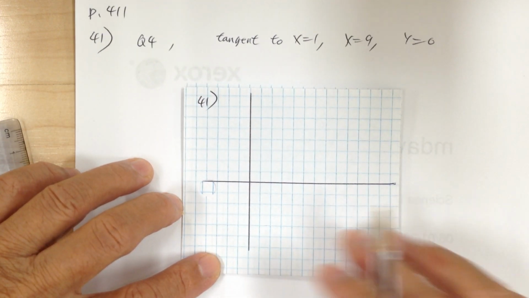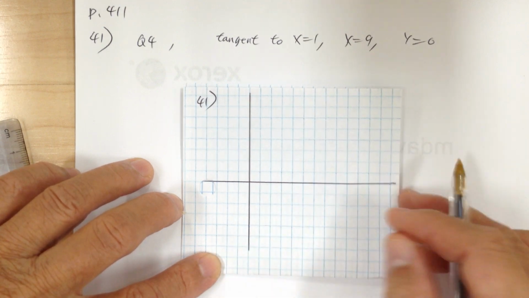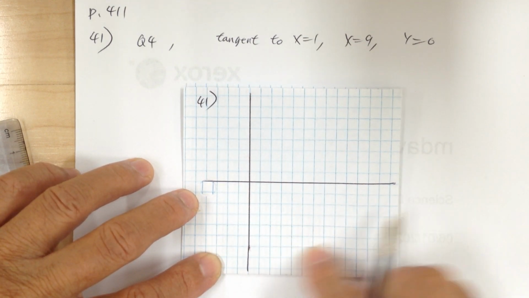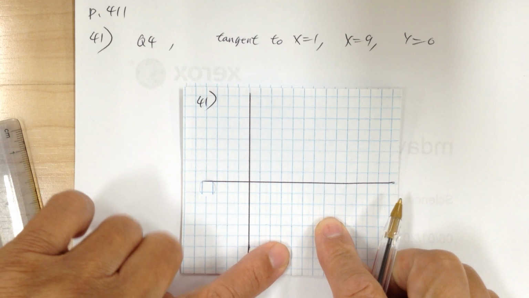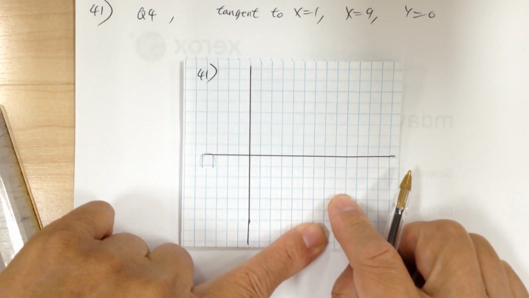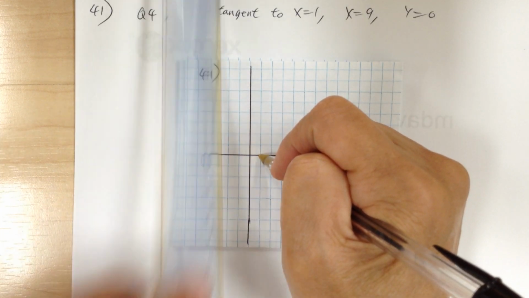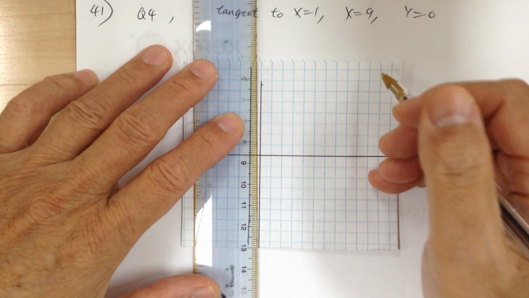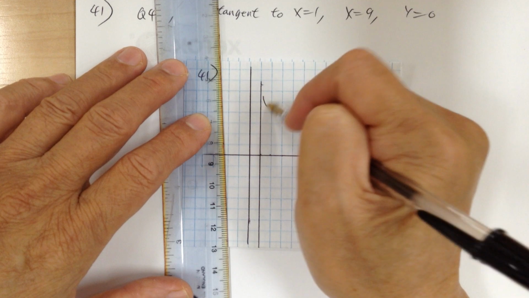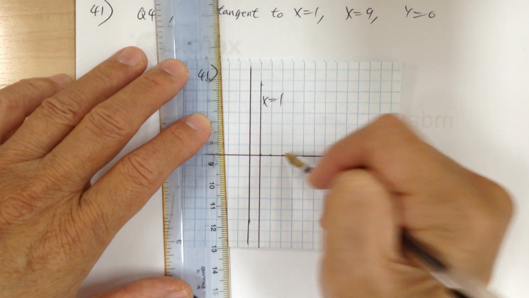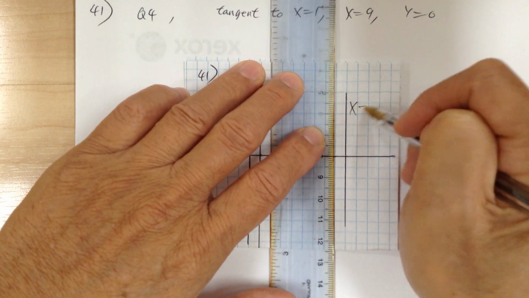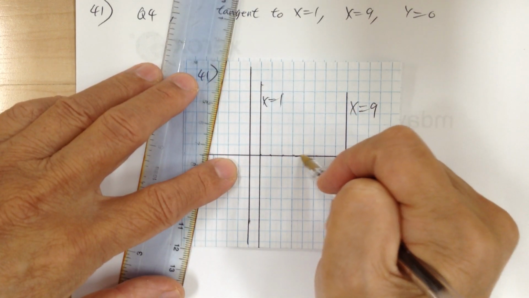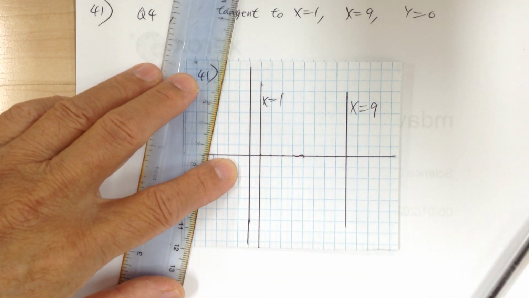Oh wait, quadrant 4. So it's down here. The circle is going to be in quadrant 4, the center is in quadrant 4. It's tangent to x equal to 1, so it's tangent to these, and tangent to 9. So this is x equal to 1, and this is x equal to 9. And y equal to 0. So the circle is going to fit right in here.